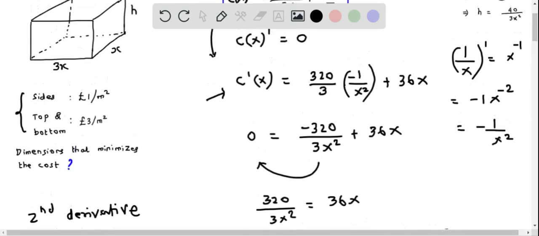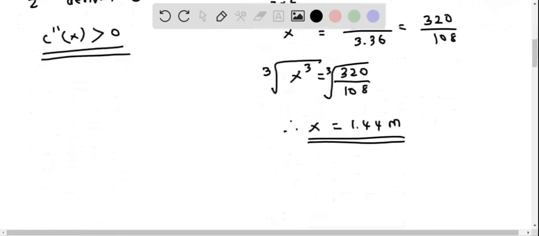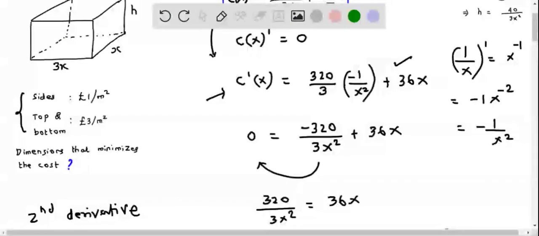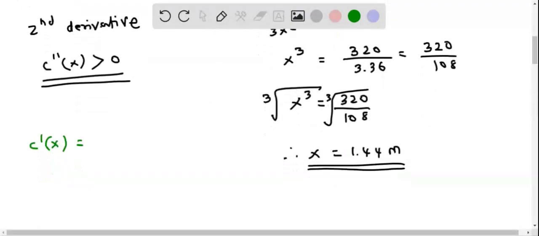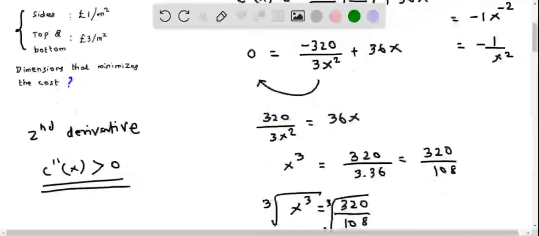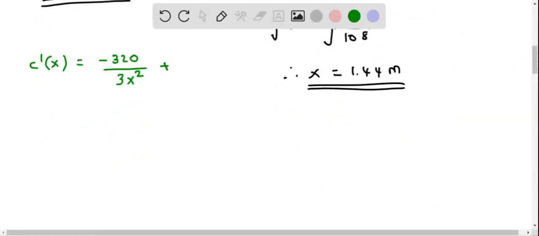So let's do that. Let me take the first derivative, let me copy it here. That is c prime of x. We have negative 320 over 3x squared plus 36x. So let's find the derivative of this c prime of x. This becomes c double prime of x, which is the second derivative of the cost function.